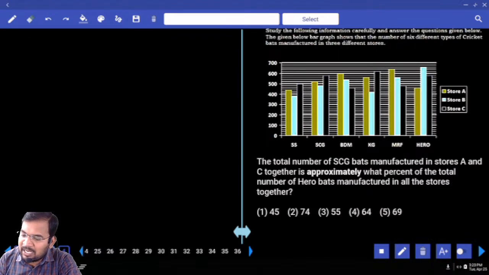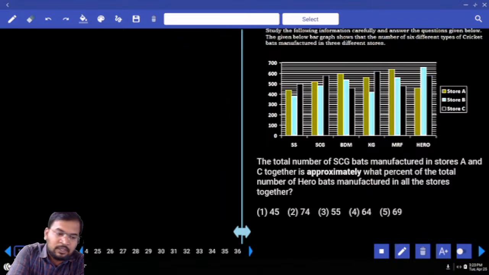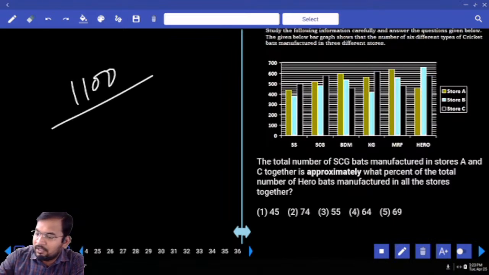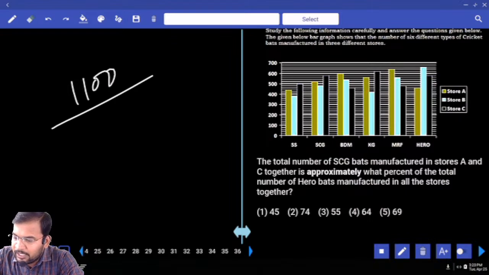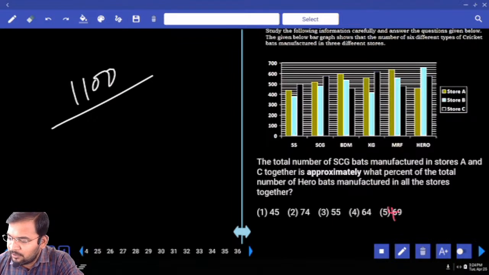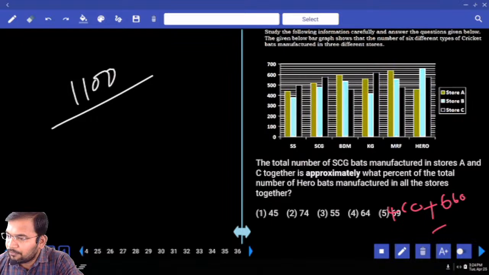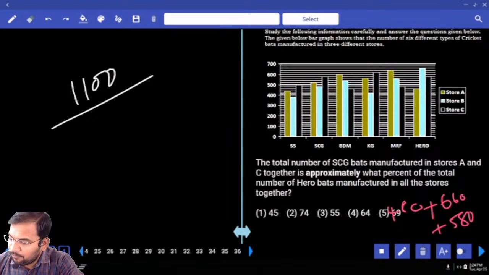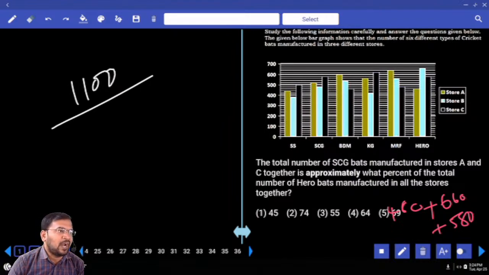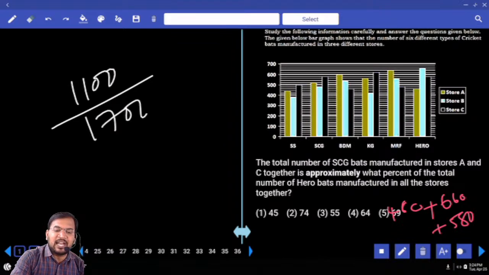Approximately what percentage of the total number of hero bats manufactured in all the stores together is 1100? Hero, all stores. First one is 460, second one is 660, and 580. See here: 400, 600, 500 makes 1500. Then 60, 60, 80 makes 200. 200 plus 1500 is 1700.